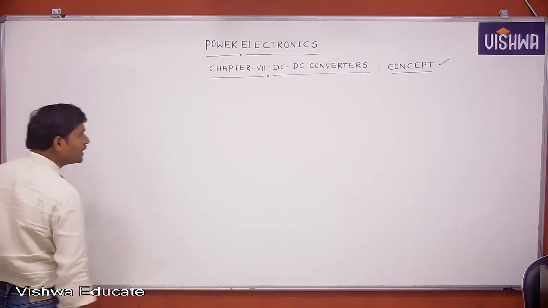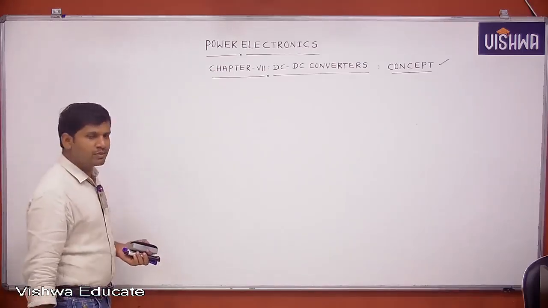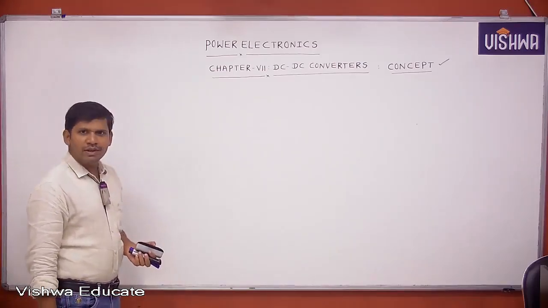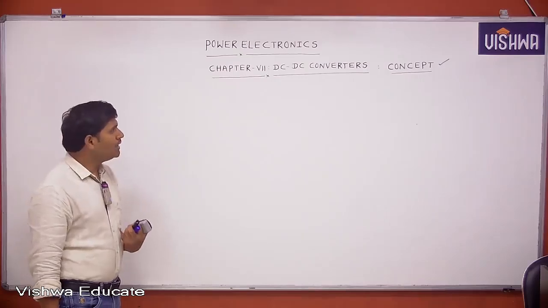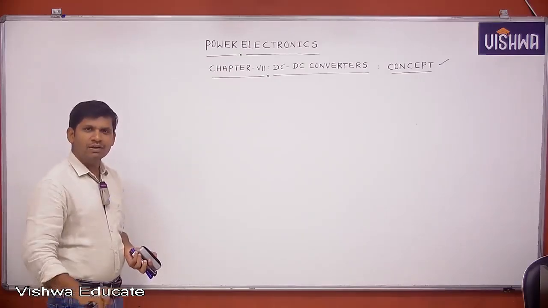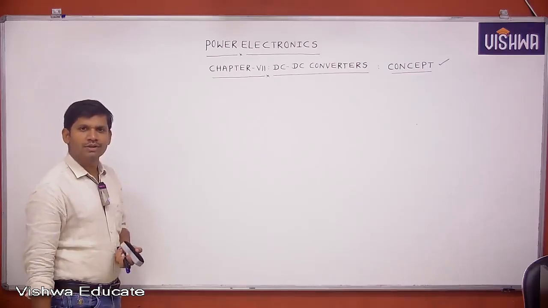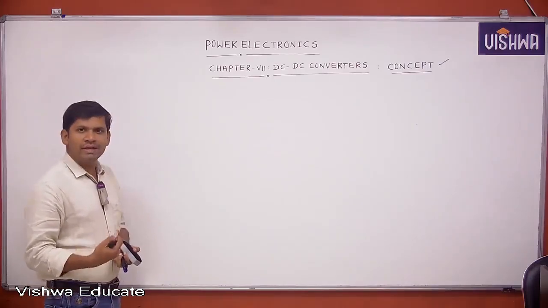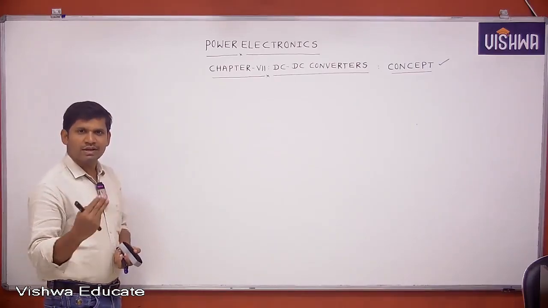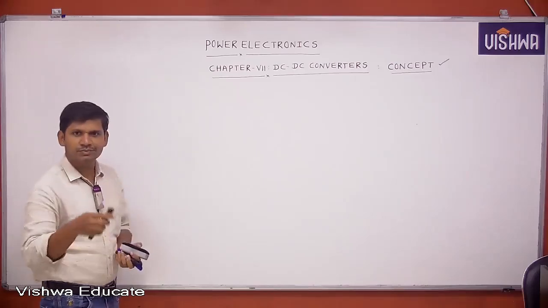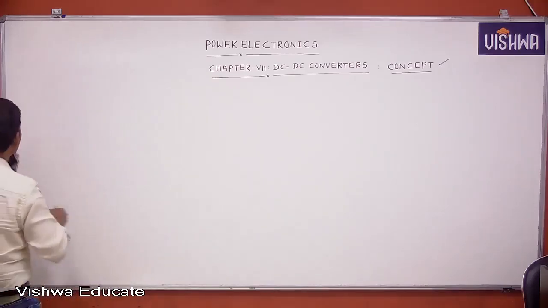In this session I will continue with mainly two types of choppers. One is AC chopper circuit and multi-phase chopper circuit. After discussing those two concepts, I want to discuss one small concept, that is the voltage control techniques in a chopper circuit. These three concepts I want to discuss in this session. Now concentrate on the AC chopper.